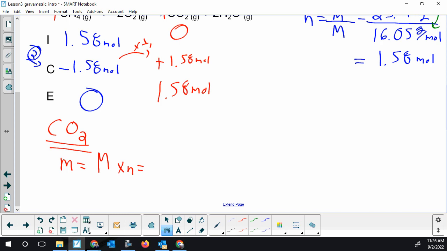So what's the molar mass of CO2? You've got 12.01 in your data table for carbon. Those oxygens are each 16, so plus 16 plus 16. So the molar mass of CO2 is 44.01 grams for every mole. And there's 1.58 moles of CO2.